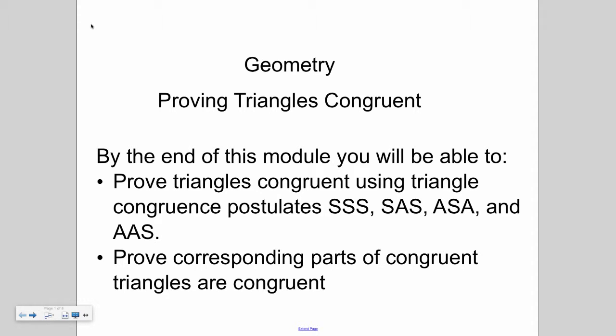Hello, so today in this module you will be proving triangles congruent using the side-side-side, side-angle-side, and angle-side-angle postulates. And you'll also use congruent triangles to then prove their corresponding parts congruent. So this is an actual proof. I'm going to show you two different kinds of proofs. One is what we call a two-column proof, and another is what we call a paragraph proof.